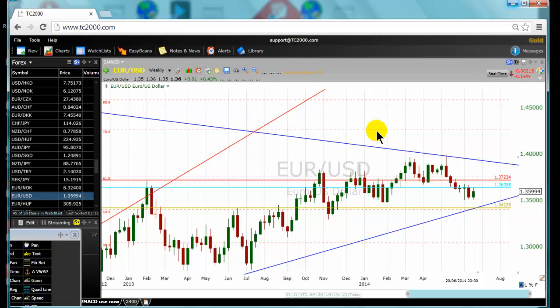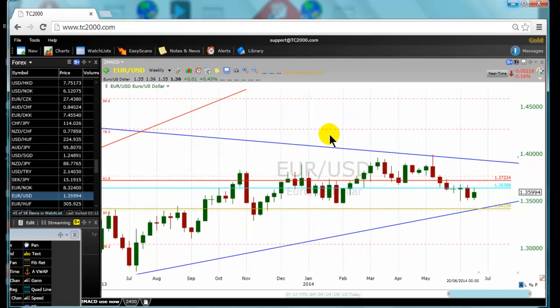All right? We can see that this is 2014, the price from February 2014 was going up, and then recently it went a bit horizontal, and it started going down. Should we buy the euro or should we sell the euro?